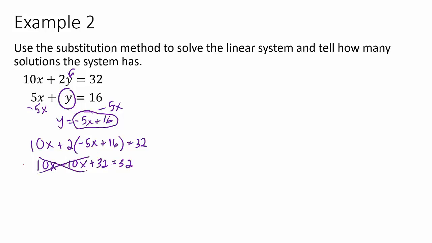But this time we have 32 equals 32, or we could subtract 32 from both sides and get 0 equals 0. Whichever of these two that we get, wherever we decide to stop, what's important here is that we have a true statement. 32 really does equal 32. 0 really does equal 0. Because what we got is true, then our answer is infinitely many solutions.